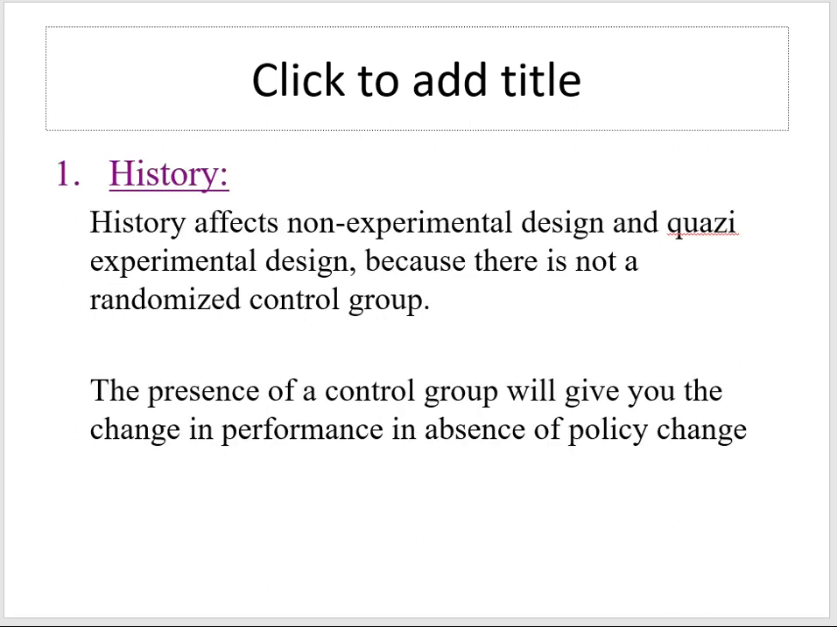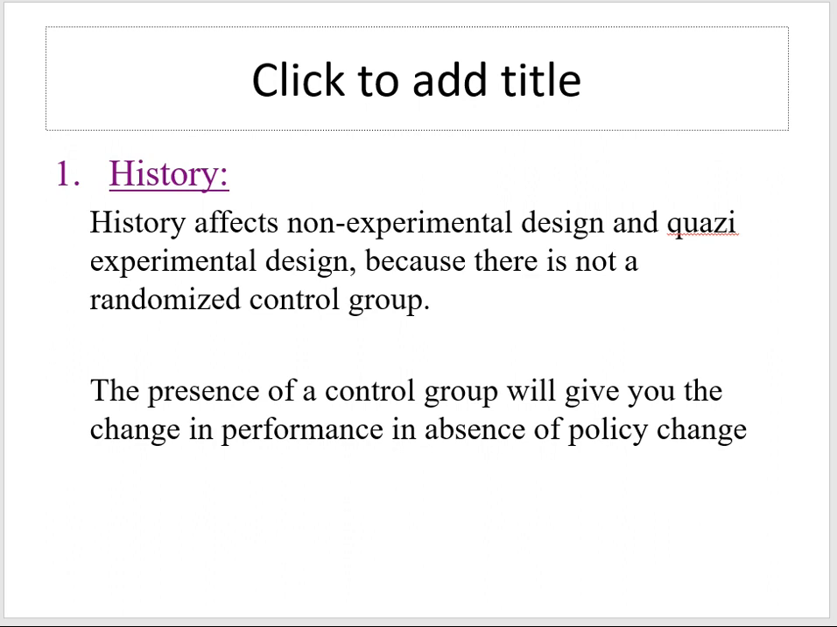Obviously, this is a problem if you're running a non-experimental design or a quasi-experimental design, meaning that maybe you don't have a control group. All you have is the group of workers working in that specific area where you introduce your policy, and you don't have a control group to compare with what happens in the other group, and therefore that would be a problem. Whereas had you had a control group to compare to, then the history bias would be minimized.